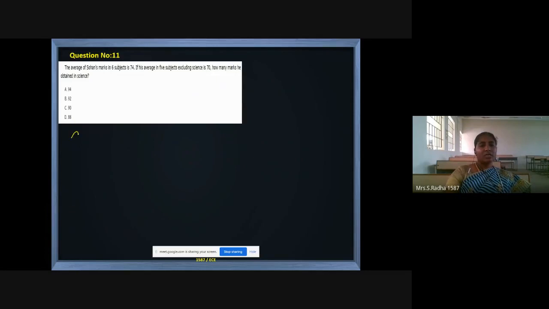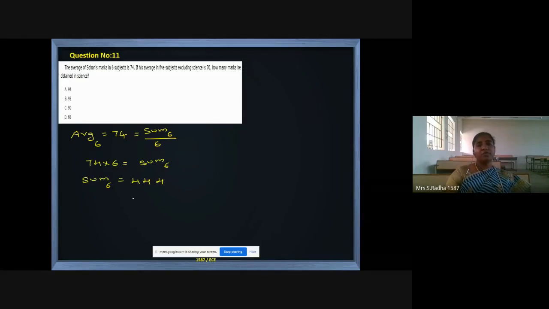So Sohan's average of 6 subjects equals 74, which is the sum of 6 subject marks divided by 6. From here, the sum of 6 subject marks is 74 into 6, which is 444. 444 is the sum of 6 subject marks, which includes science also.